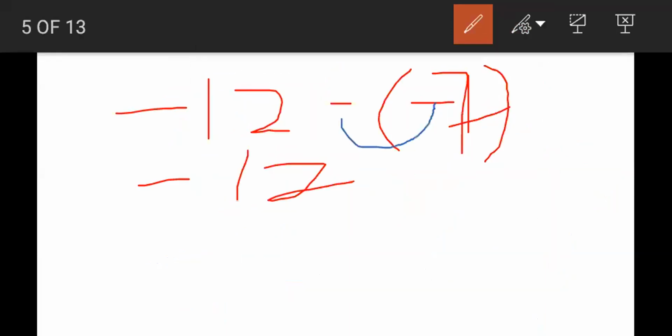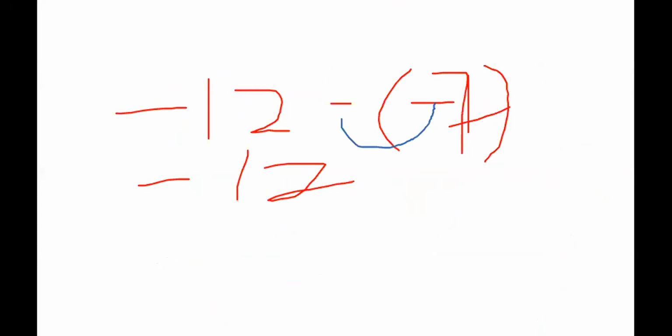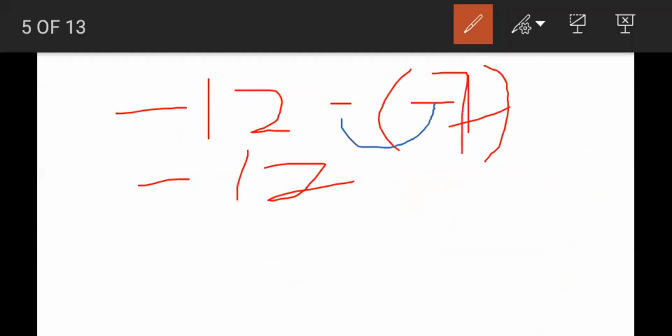Minus times minus will give us plus 7. So minus 12 plus 7 will give us what? That's minus 5. You are owing somebody 12 naira and now have 7 naira. If you pay your 7 naira from your money, you remain owing 5 naira. That is negative.